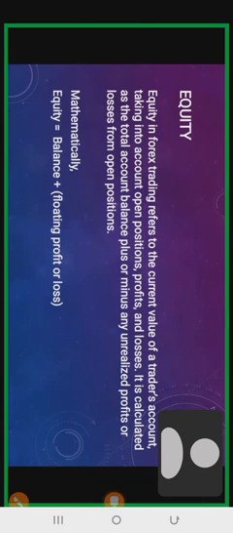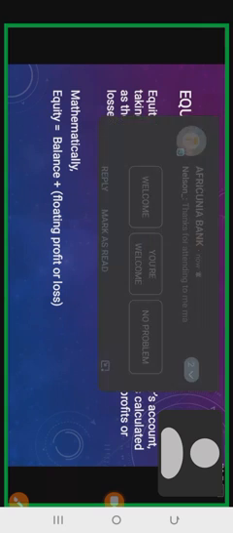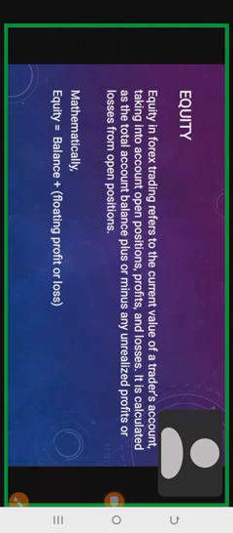Now, let me explain before, okay, with the mathematical equation, I think it's going to make it easier. Let's look at the equation. Mathematically, equity is equal to your balance, plus floating profit or loss. Now, let me explain that. Let's say you funded $1,000 and you have a running trade. You've taken a trade and your trade is running in $100 profit already.